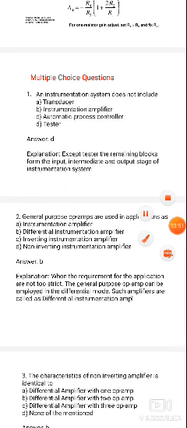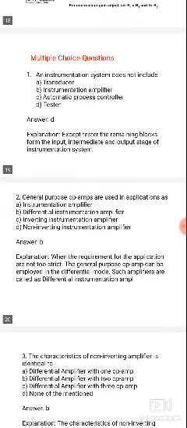There are some multiple choice questions related to this. An instrumentation system does not include which of these: transducer, instrumentation amplifier, automatic process control, or tester? The last one, option D, is tester. The answer is tester. An instrumentation system does not include a tester.